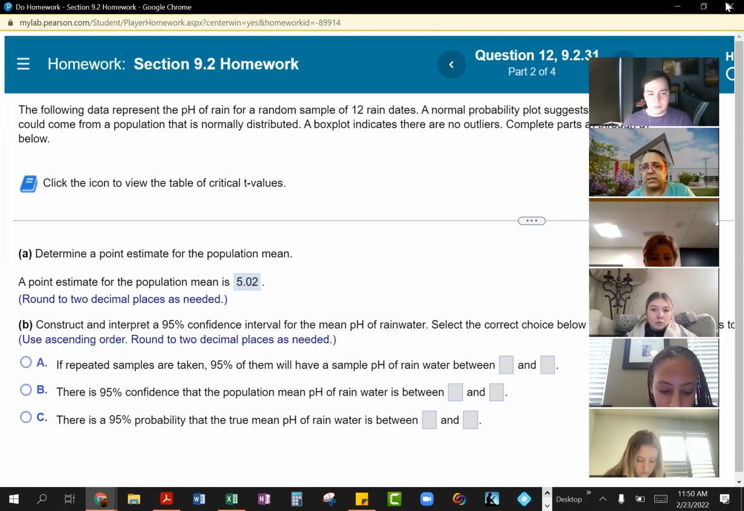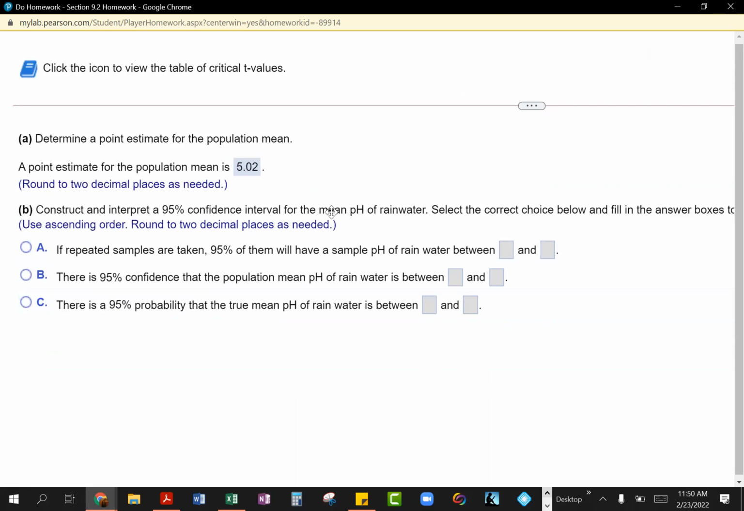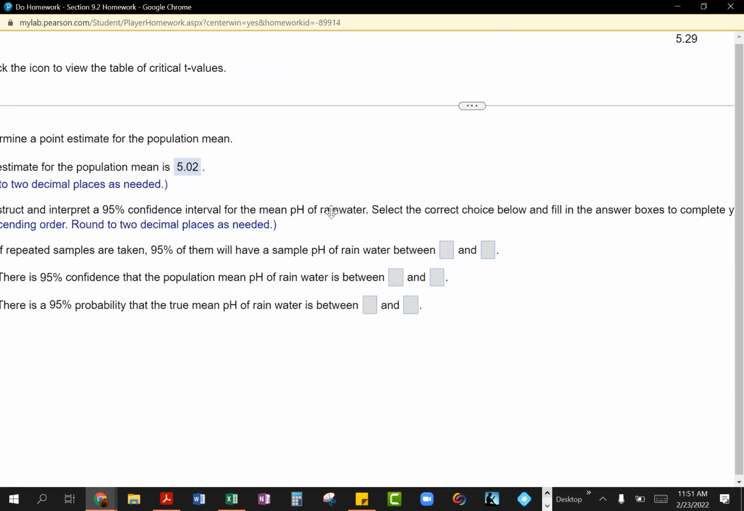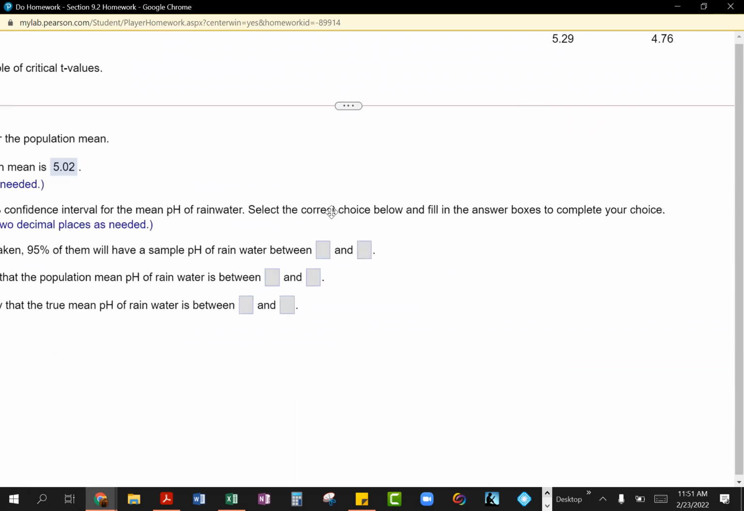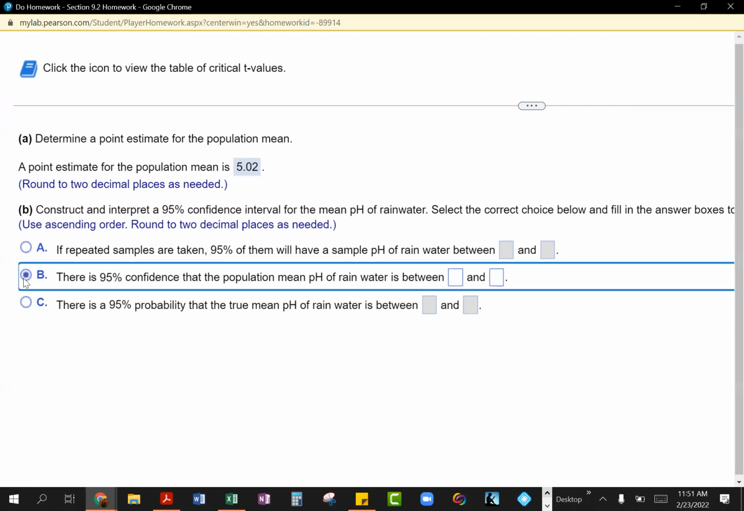So the calculation is a little bit different from what you did in 9.1. Now you can see they're talking about constructing that 95% confidence interval for the mean pH level of the rainwater. And again, you can see your different options over here. If repeated samples are taken, 95% of them will have a pH of this and this, 95% confidence that the population mean of pH is so-and-so, or 95% probability. So same thing, you are talking about a 95% confidence interval. So you are looking at this second option over here.